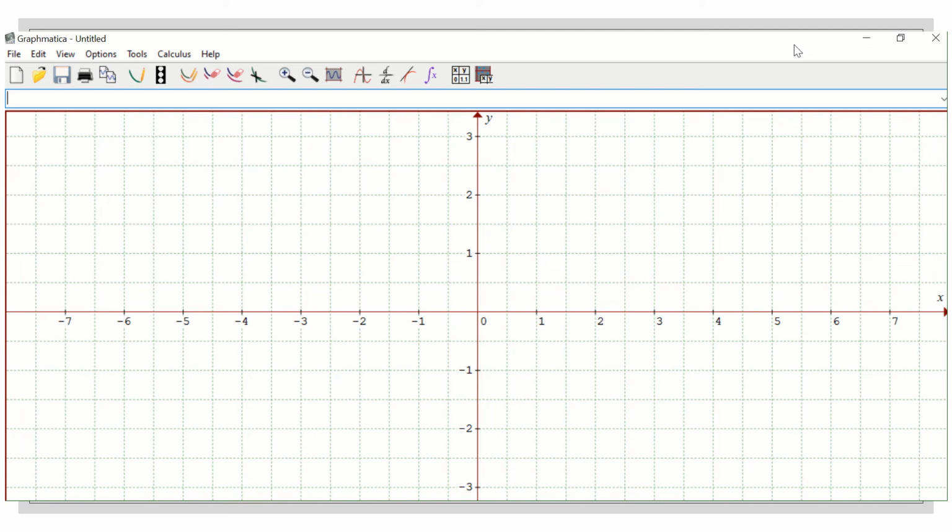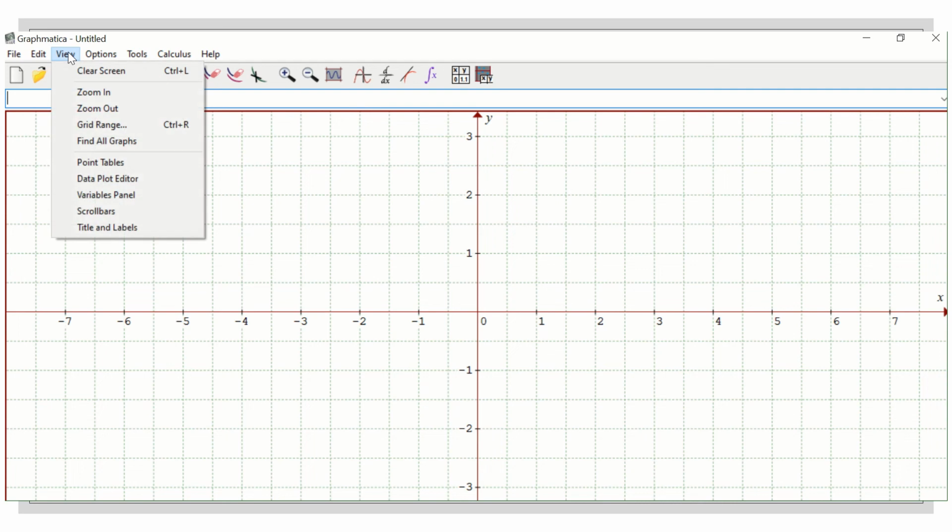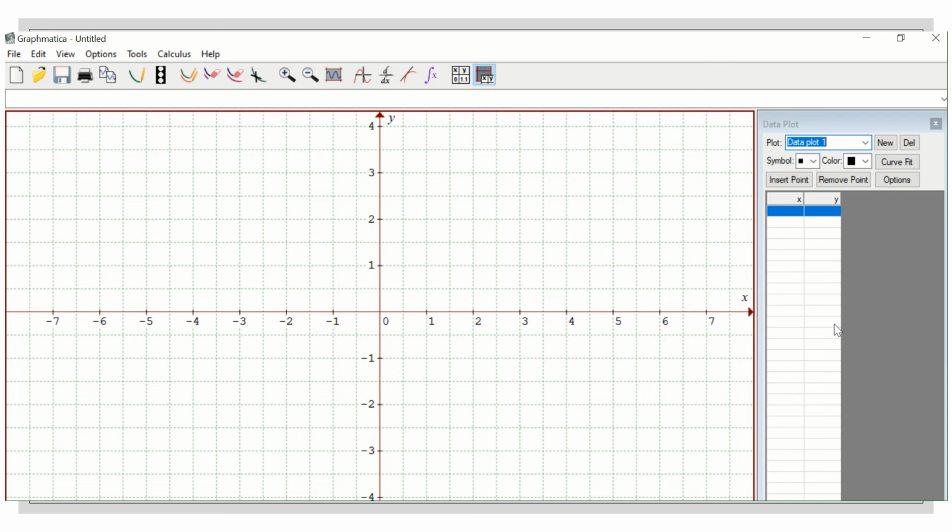are going to use the graphing software Graphmatica, which you can now see on your screen. So once you've opened Graphmatica, you go to the View tab and click that and look for Data Plot Editor. So you click that and you will be able to plot the points that you need for this model. So for the x-coordinates, we are going to use the number of years from the starting year, which is 1960. And then for the y-coordinates, we are going to use the amount of carbon dioxide in the atmosphere.